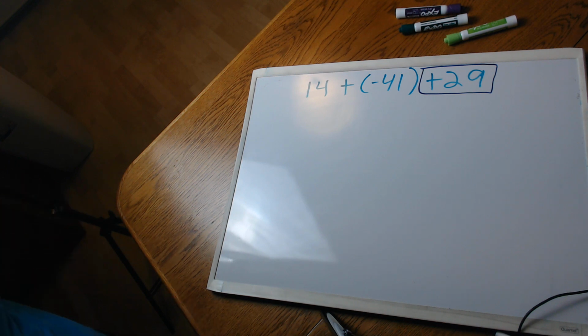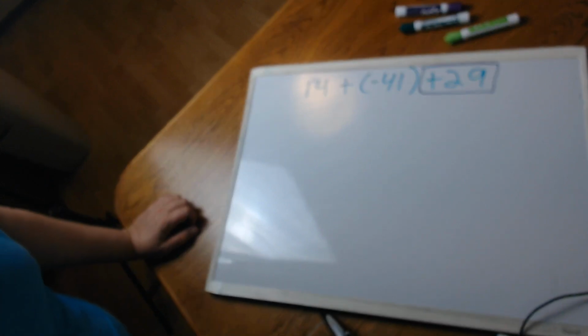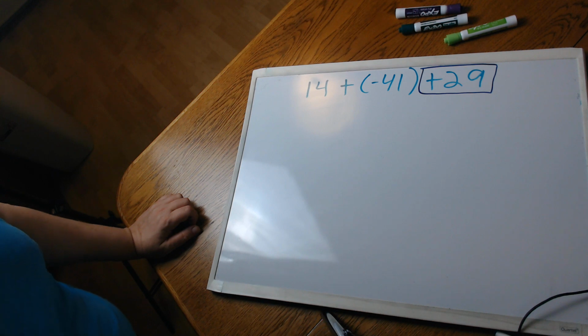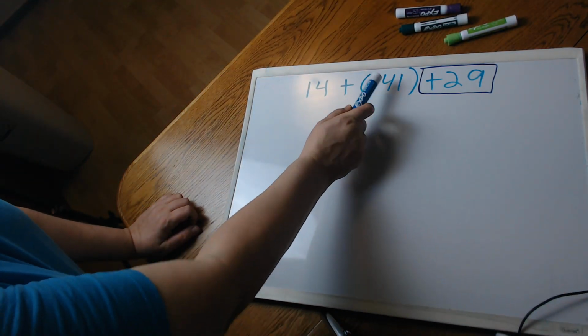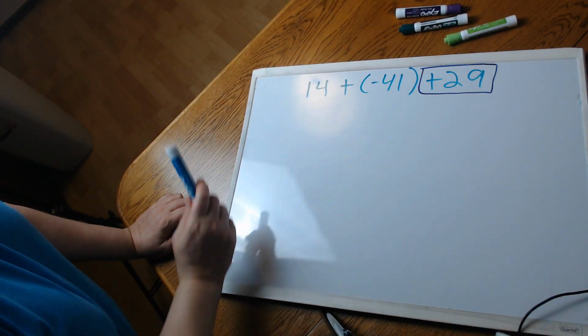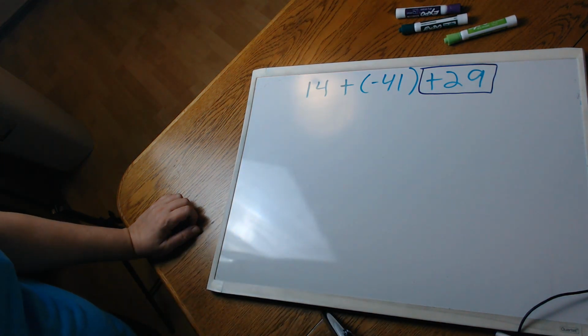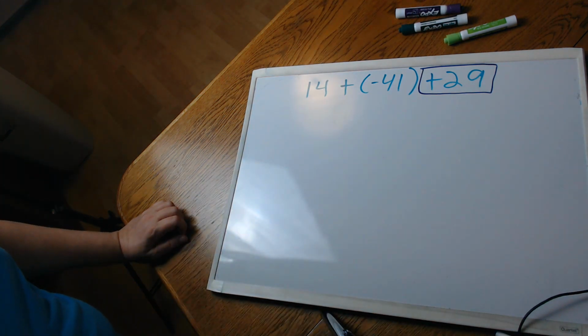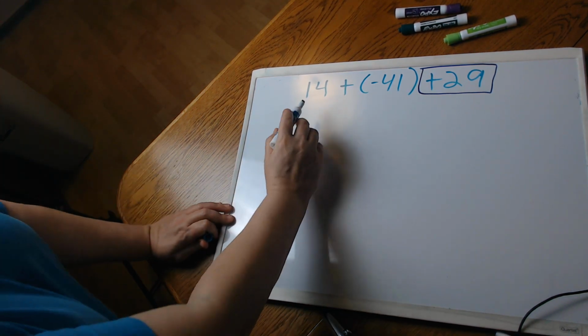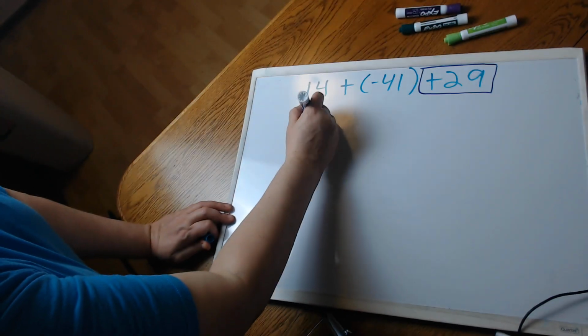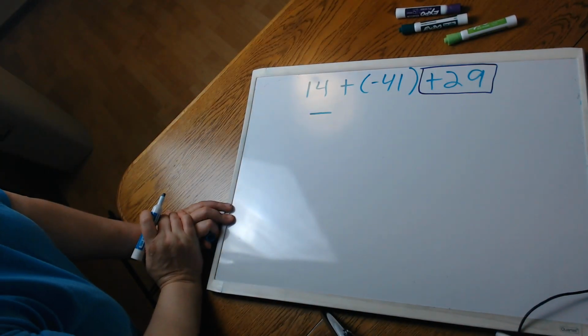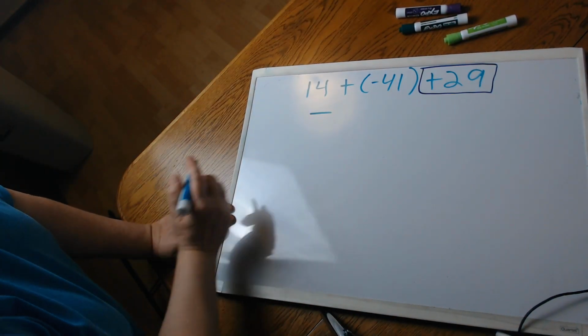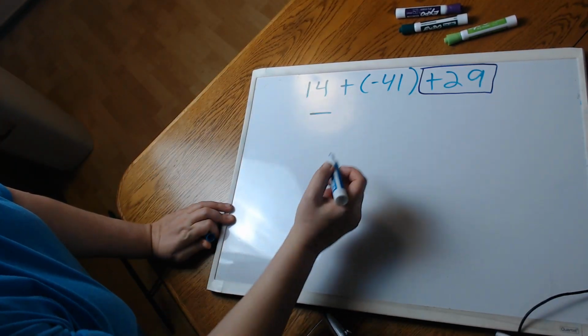What we're going to do is keep the sign of the number that has the highest absolute value. The absolute value can be found by looking at the number without its sign. So 14 is the absolute value of 14, and 41 is the absolute value of negative 41. So 41 is the highest absolute value. So this 14 plus negative 41 answer is going to be a negative answer. And then we are going to take the 41, the largest number, and subtract 14 from it.